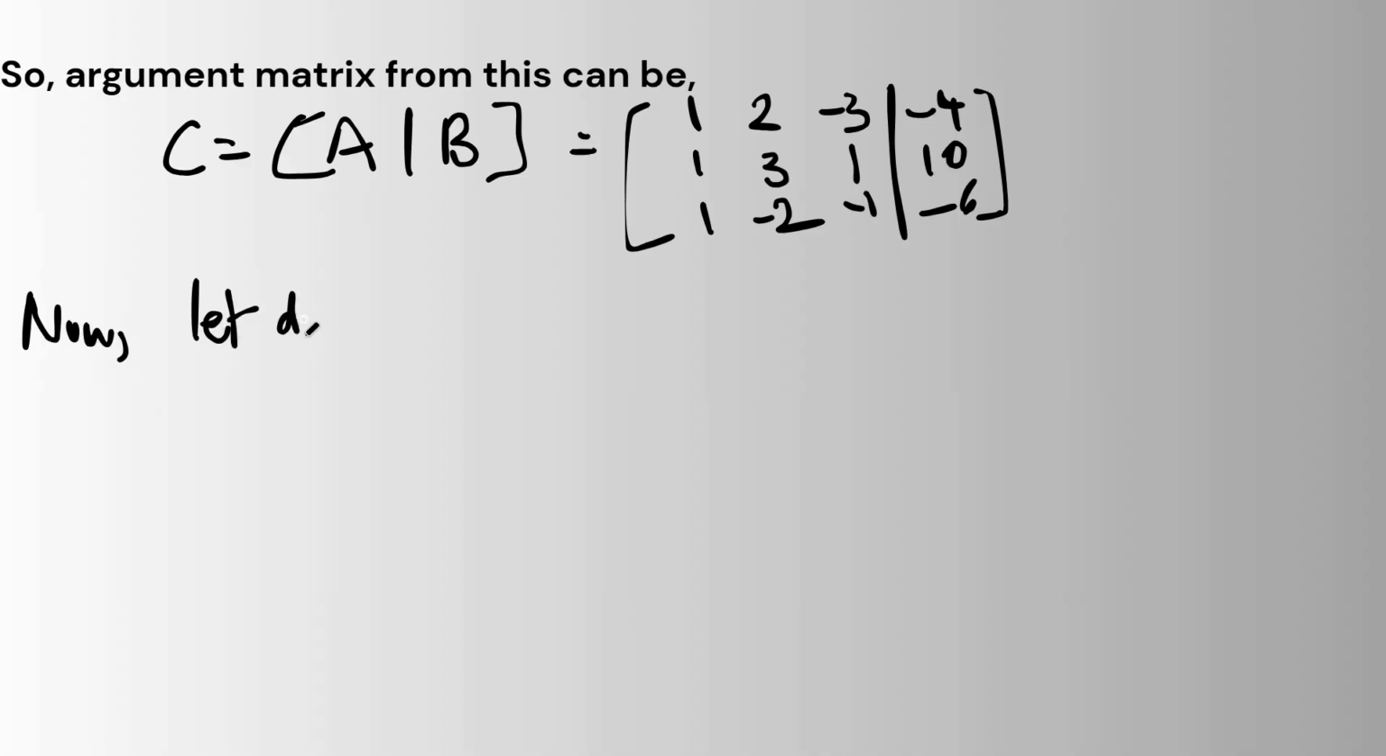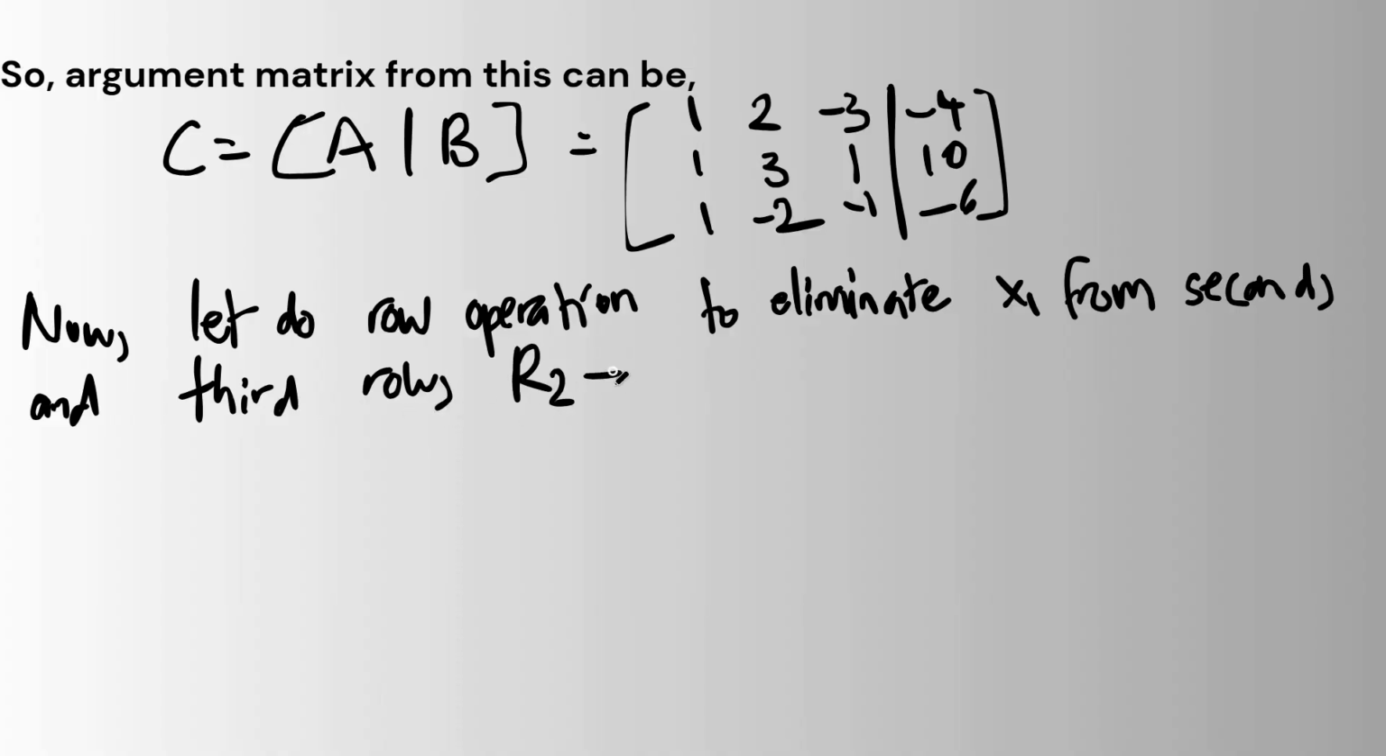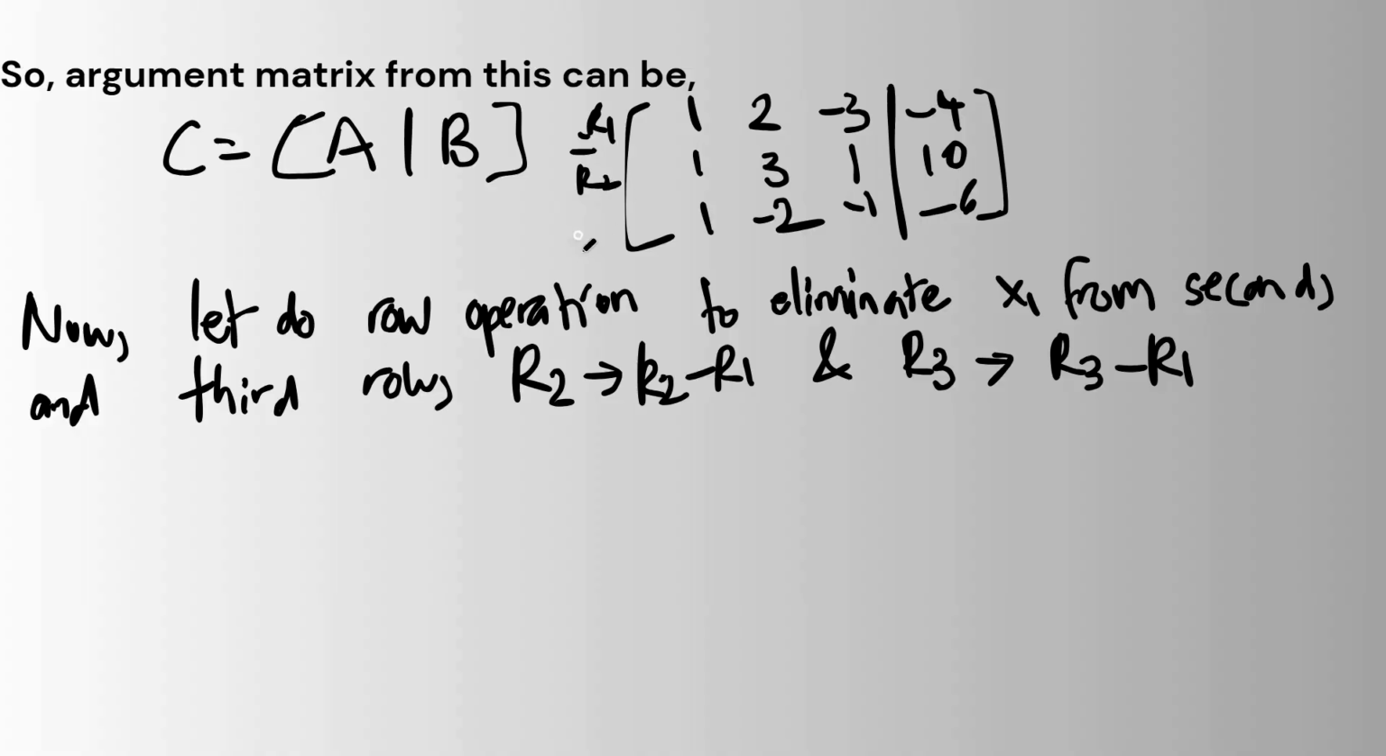Now let's do a row operation to eliminate x1 from the second and third rows. For R2, we do R2 minus R1, and for R3, the third row minus the first row. R3 means the third row and R1 is the first row. So let's do the row operation now.